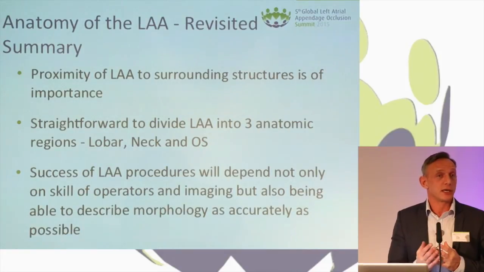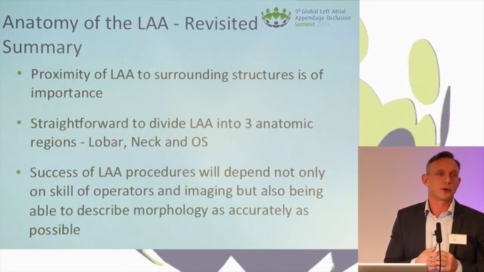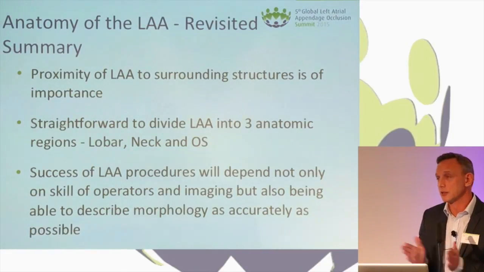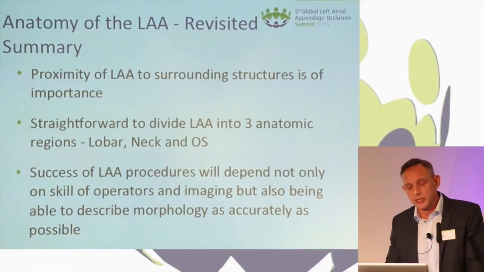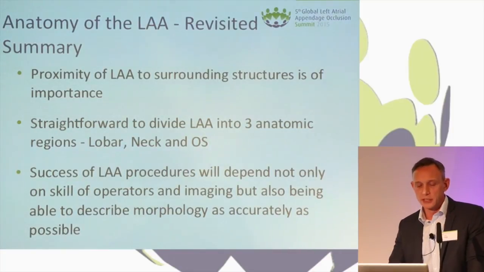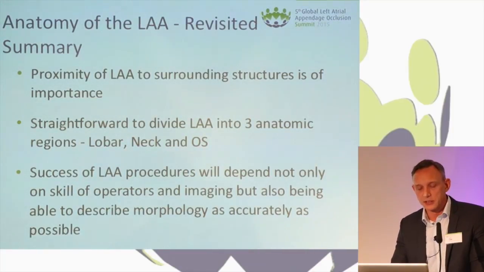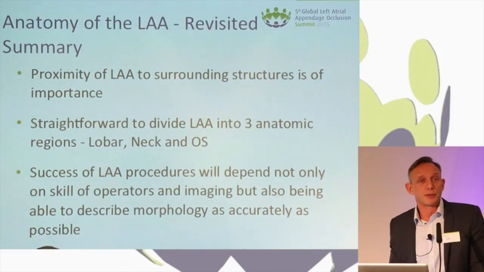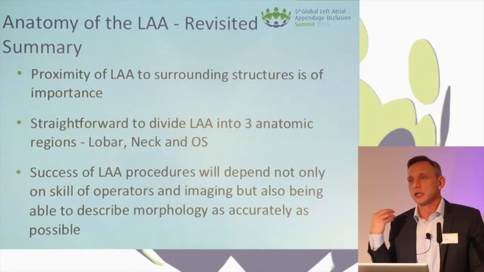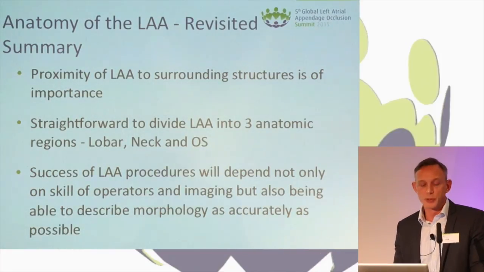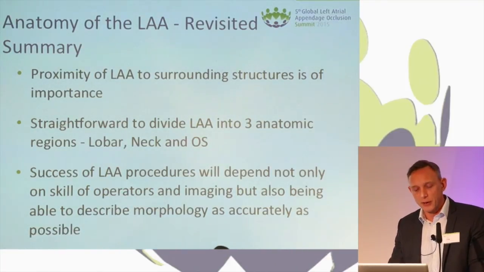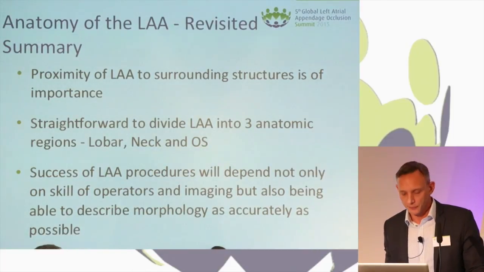So hopefully I've given you an overview of the proximity of the LAA to surrounding structures. I think it's straightforward to divide the appendage into the three parts that I've described to you: the lobar region, the neck, and the os. We can make things slightly more complicated by talking about the limbus, but happy to discuss that with you. And the success of procedures really doesn't depend just on the skill of you as the operators or the imagers to give you the correct information, but we've also got to have a good way of reliably describing the anatomy of the appendage. Thank you.